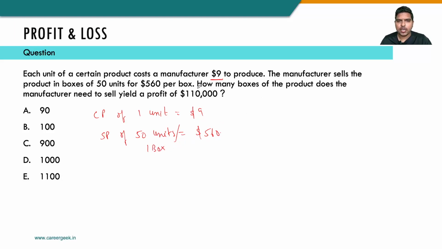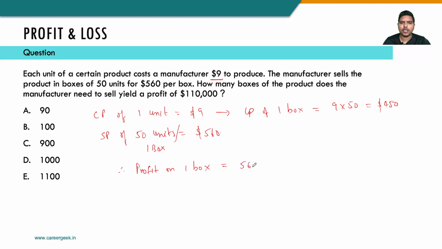So the SP of 50 units, or one box basically, right? Because the question is asking how many boxes, let us convert everything into boxes. The cost price of one box, which has 50 units, is going to be 9 multiplied by 50, which is $450. So we have the cost price of one box and the selling price of one box. The selling price is greater, so there is a profit. Profit on one box is how much? 560 minus 450, which is $110.